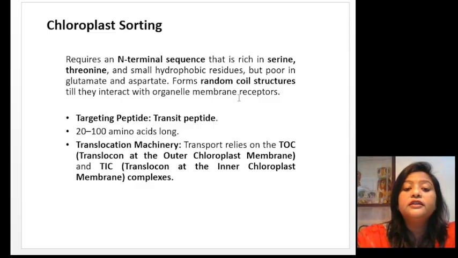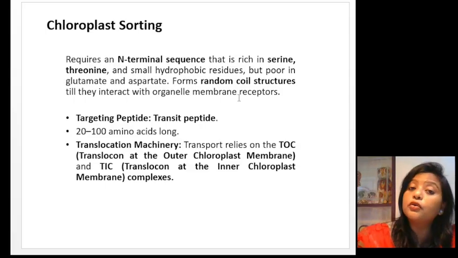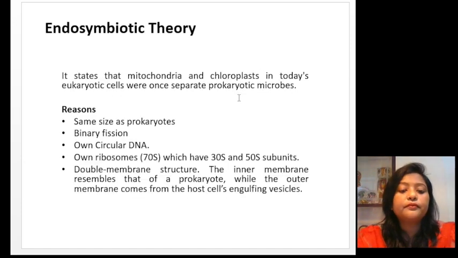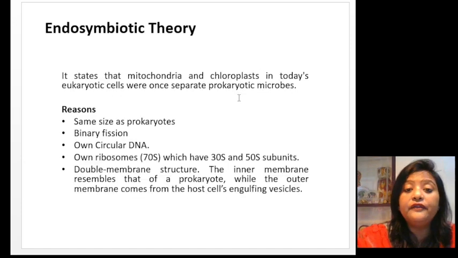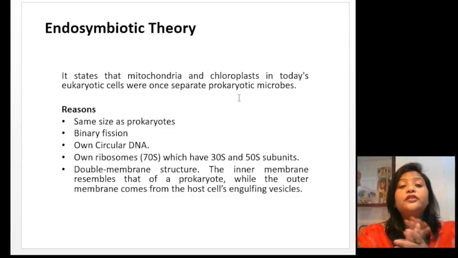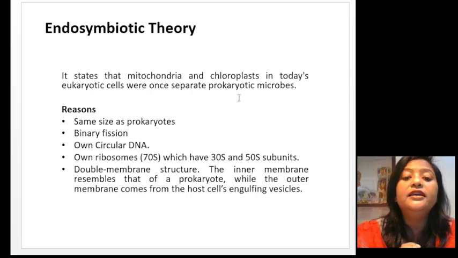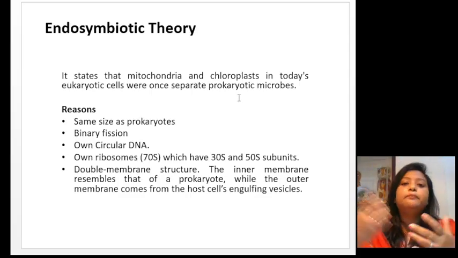Now translocation machinery: what's the machinery doing here? The transport relies on the TOC, translocon on the outer chloroplast membrane, and TIC, translocon at the inner chloroplast membrane. So here from TOC to TIC. Now, endosymbiotic theory, very, very important. This theory is very interesting. It says that mitochondria and chloroplast were once prokaryotic microbes. You know why they say that?